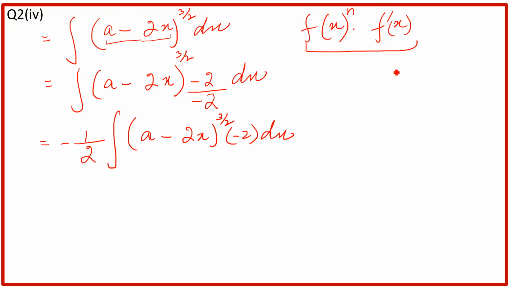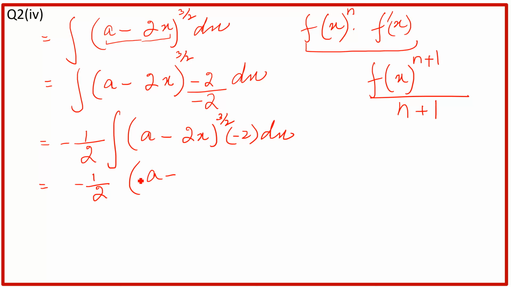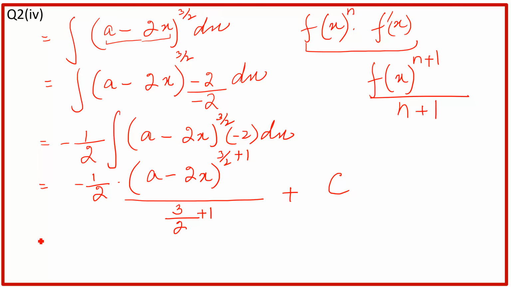Now we will start the integration, and how will I do the integration? See, for the function x to the n, whatever power we have, you have to add one increment and then divide by the new power. So the same rule we will apply here. It is 1 over 2, right? And a minus 2x raised to 3 over 2 plus 1. Our new exponent is 3 over 2 plus 1, and here we are going to add the constant of integration.